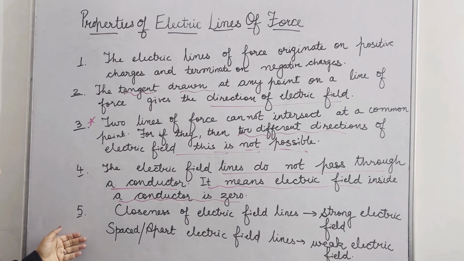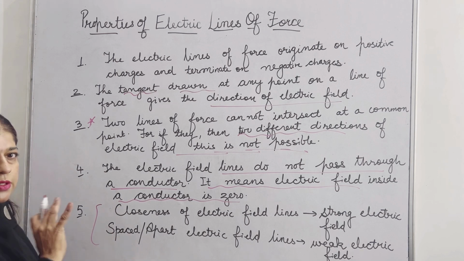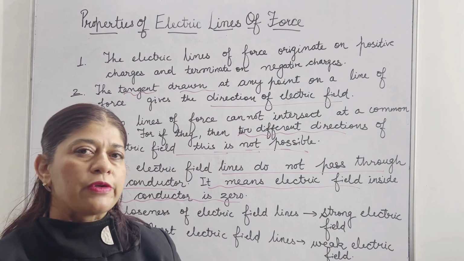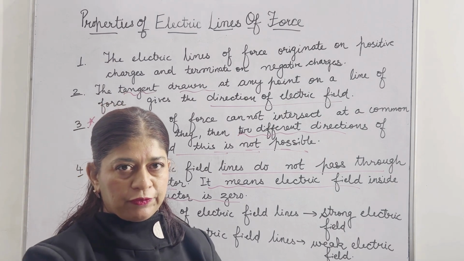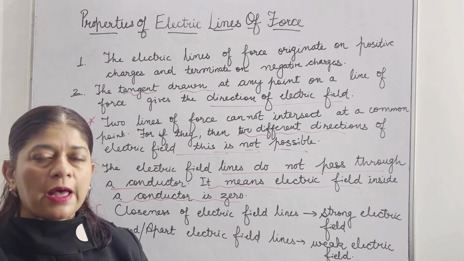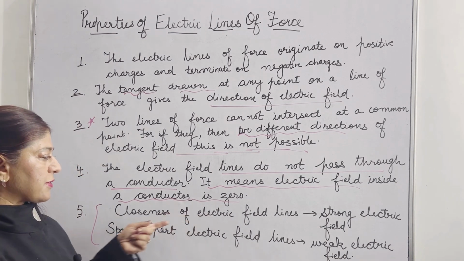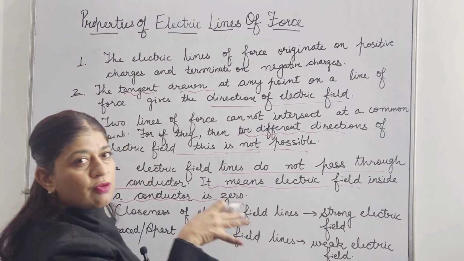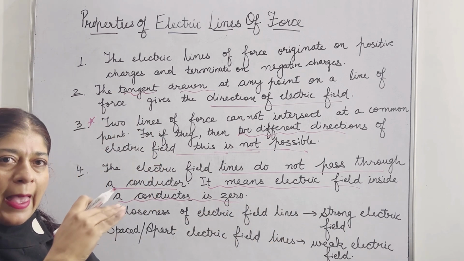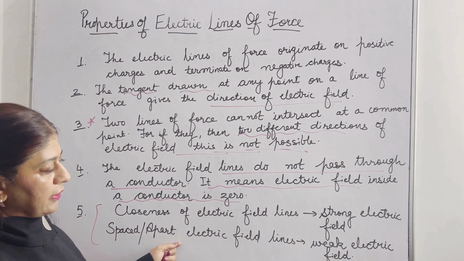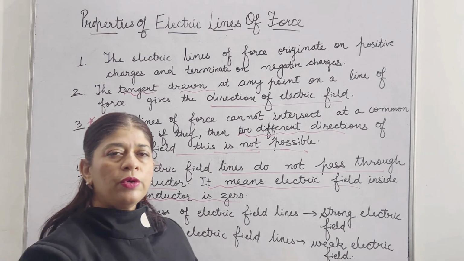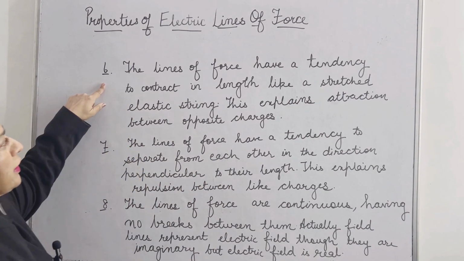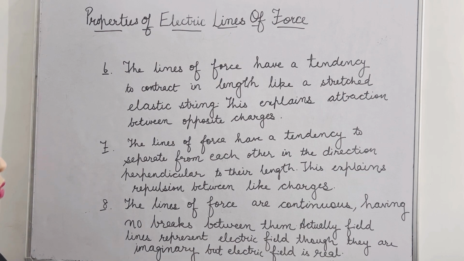The next important thing is that we can look at the electric lines of force, and from there we can tell about the nature of the electric field. If the lines of force are very close together, the closeness means it is a very strong electric field. If there is a gap between them, spaced or apart electric field lines always show the electric field is weak there. The next property is that the lines of force have a tendency to contract in length.